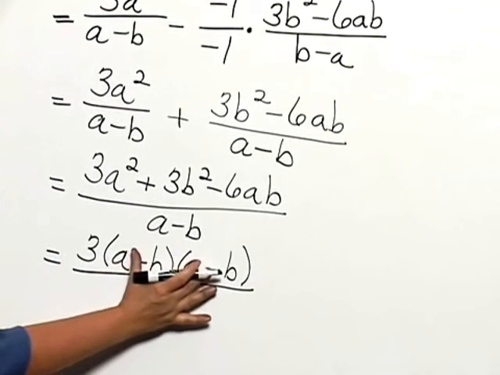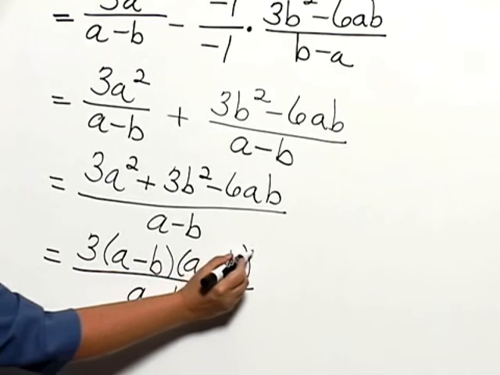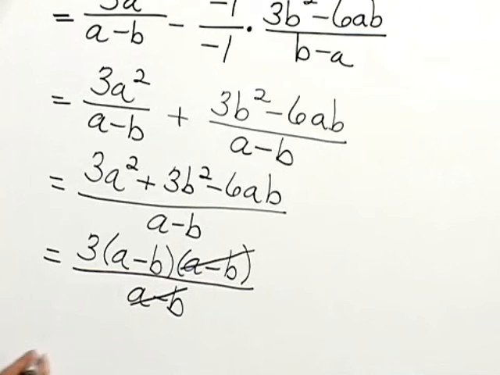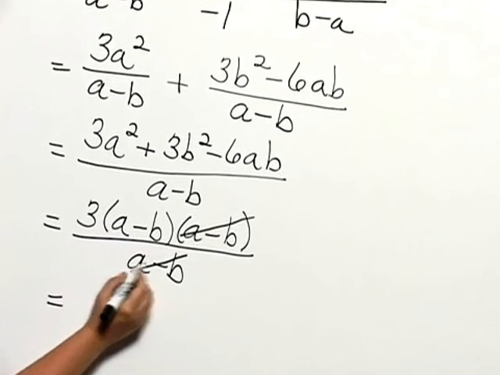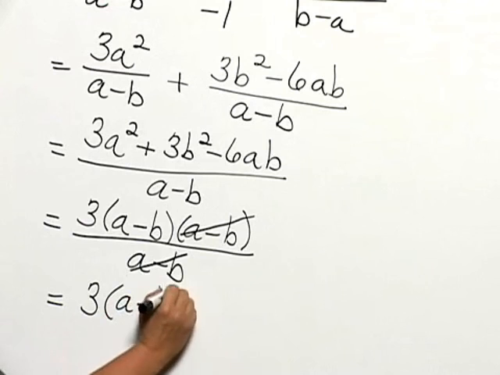Now I have the numerator factored. The denominator is like a minus b times 1, so I can cancel a form of 1, a minus b over a minus b, and I'm left with the simplified form of 3 times a minus b over 1, or just 3 times a minus b.